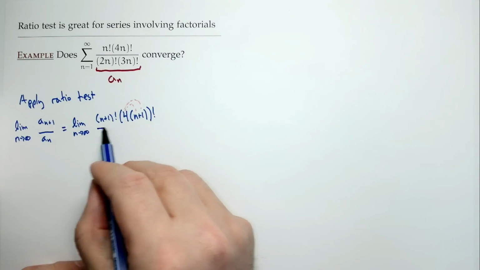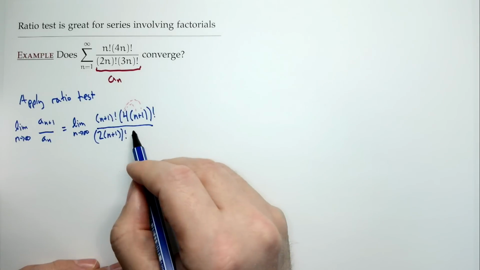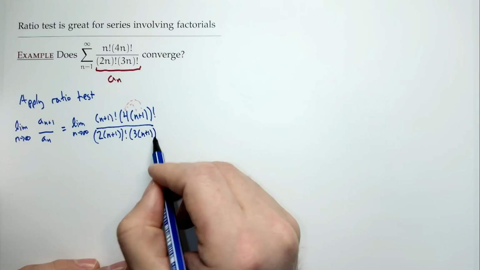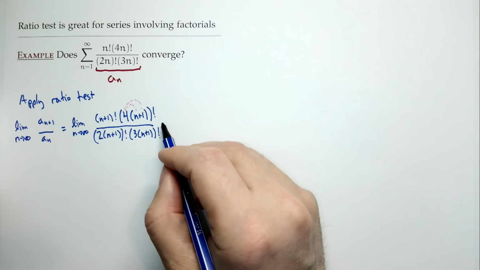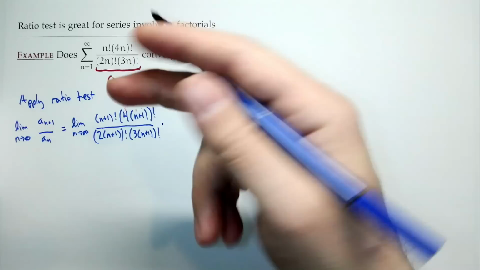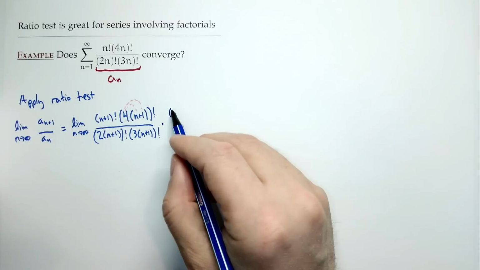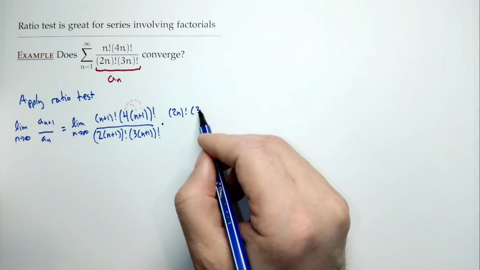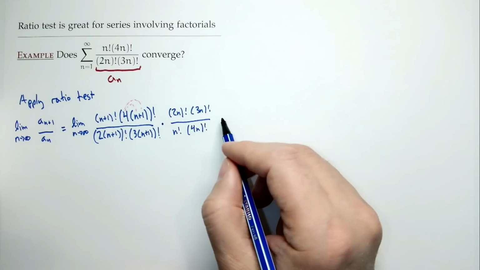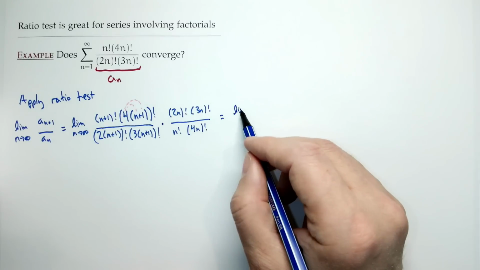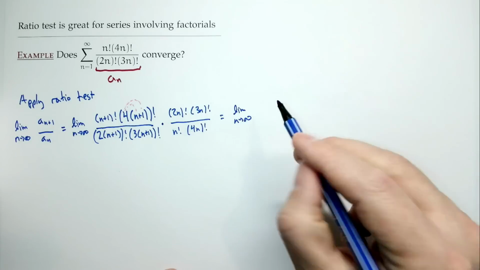All right, how about downstairs? Well, 2 times n plus 1 factorial and 3 times n plus 1 factorial. Right? Okay, that's the a sub n plus 1. Multiply that by the reciprocal of a sub n. See how we're dividing by a sub n? That's the same as multiplying by the reciprocal. So that's 2n factorial, 3n factorial, divided by n factorial and 4n factorial. Now what we can do is we can actually group things. So for instance, this term n plus 1 factorial matches nicely with the n factorial.